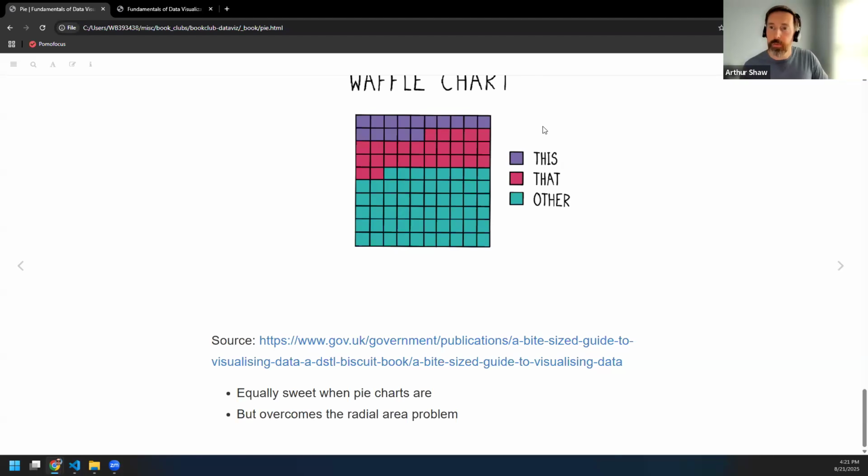Personally, I feel like I can judge the size of this, even though it's not a regular shape. I can still judge size of things a little bit better. It's better than judging radial area. But I feel like reasonable people could disagree about this. But I just think waffle charts might be better if you wanted to go down the pie or donut chart alley. Reach for a different suite.